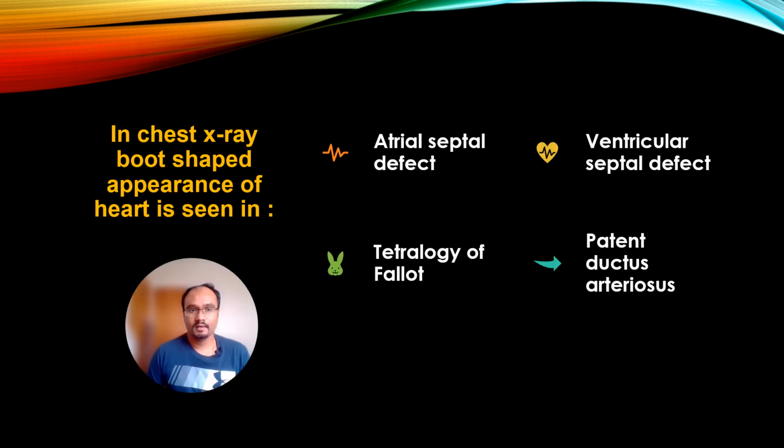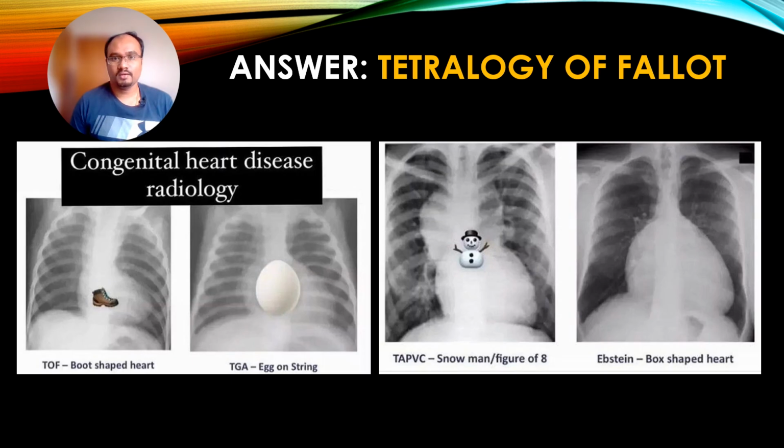In chest x-ray, boot-shaped appearance of heart is seen in, and the options are atrial septal defect, ventricular septal defect, tetralogy of Fallot, patent ductus arteriosus. And the correct answer is tetralogy of Fallot.